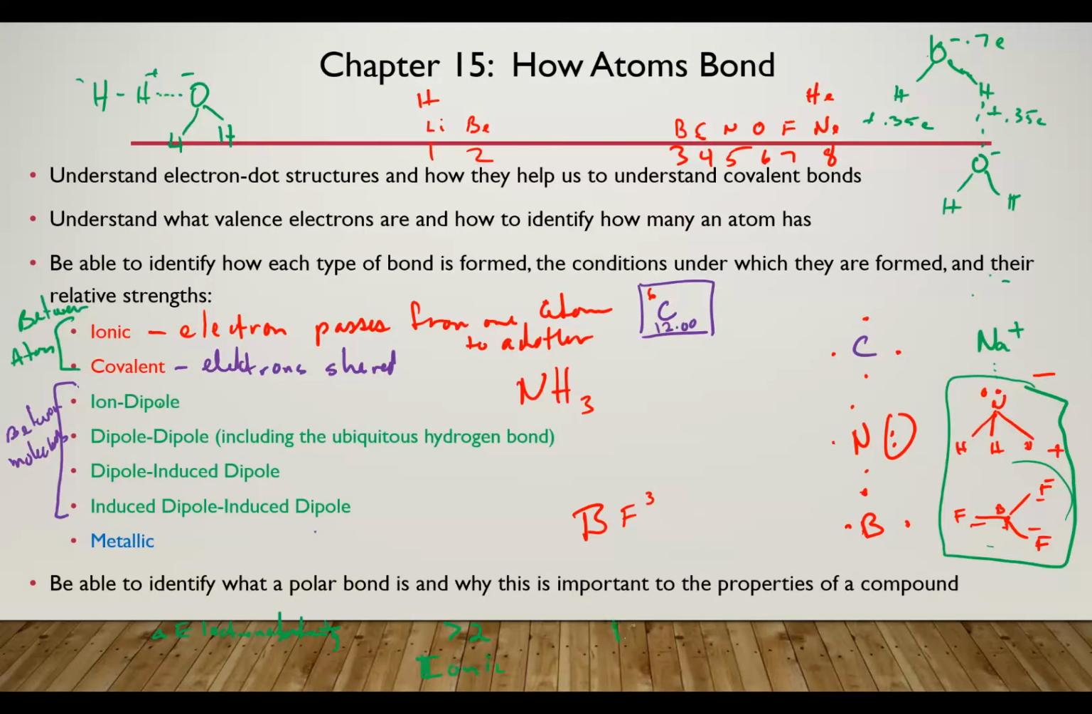If it's between 1.6 to 0.5, then we'll call it a polar covalent. And if it is less than 0.5, then it's just a regular old nonpolar covalent. So you can determine if it's polar or not based on electronegativities.